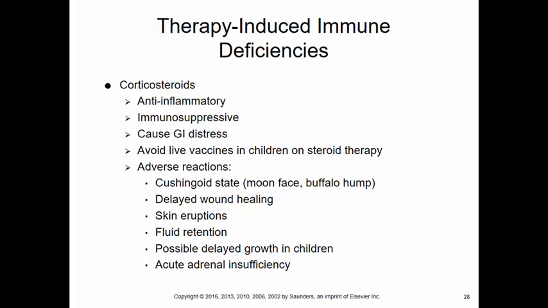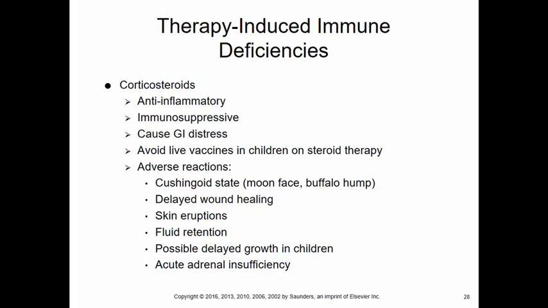So when someone is on corticosteroids, they're likely to cause GI distress, so make sure that they're taking it with food. On the slide it says avoid live vaccines in children, but that's also going to be adults, as the shingles vaccine is a live attenuated vaccine. In children, that's going to be like the MMR and the varicella vaccine.